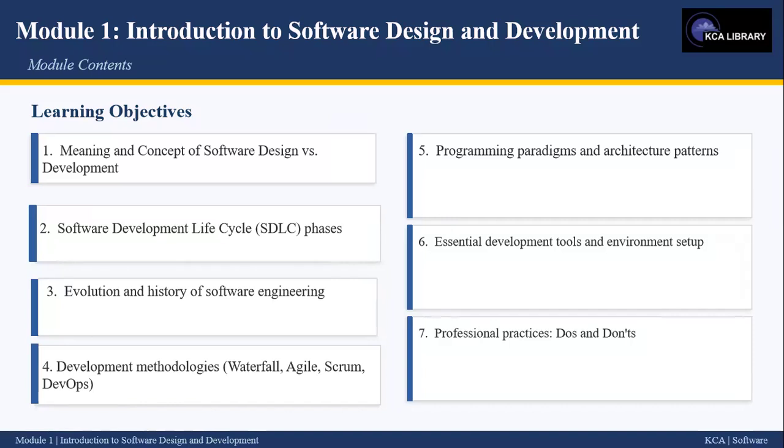In today's module, we are going to cover 7 core areas: the distinction between design and development, the software development life cycle, SDLC, the history and evolution of our field, various development methodologies, programming paradigms and architecture patterns, essential tools for your development toolkit, and finally, the professional do's and don'ts that set apart senior software engineers.